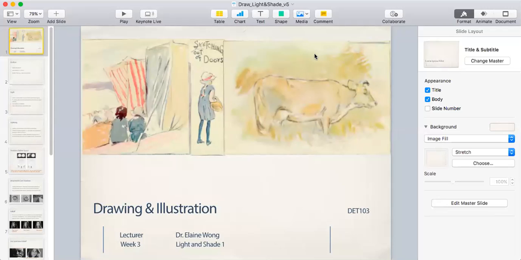Since there's a long break after the Chinese New Year, and because of the spread of the virus, we are now going to do the online lecture and tutorial. According to our teaching plan, this should be week 3 or lecture 3, talking about light and shade. Altogether, we will have 2 lectures covering this topic.